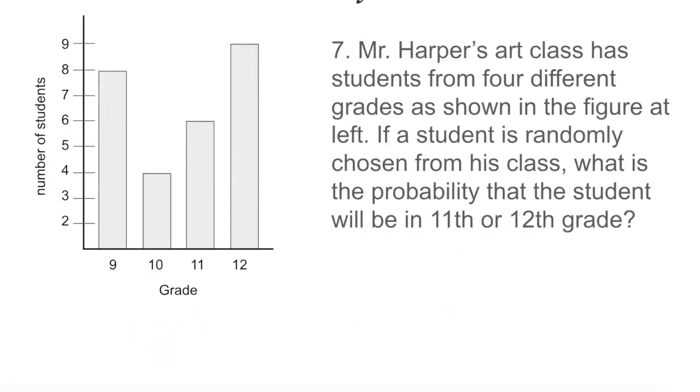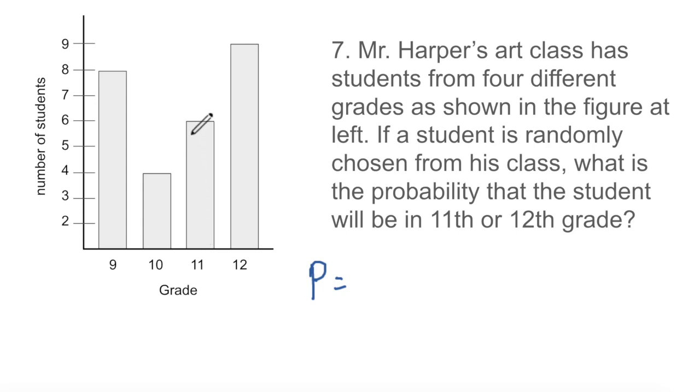Number 7, we have a little graph here. So Mr. Harper's art class has students from 4 different grades. These are the grades, 9th, 10th, 11th, and 12th, as shown in the figure at left. If a student is randomly chosen from his class, what is the probability that student will be in 11th or 12th grade? The probability of 11 or 12 is equal to the number of winning outcomes divided by the number of total outcomes.